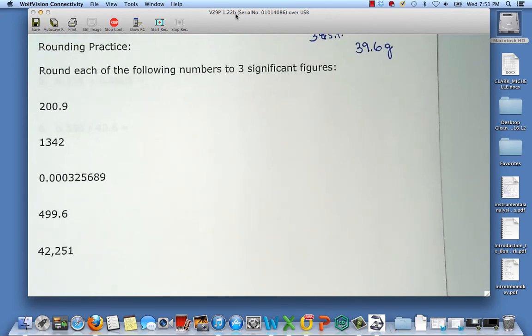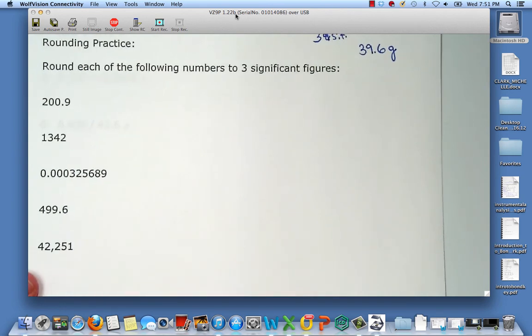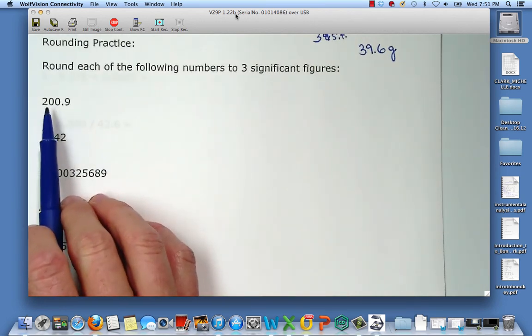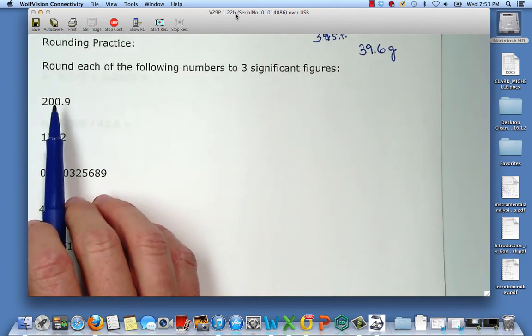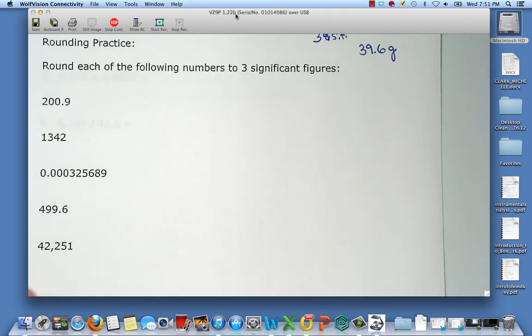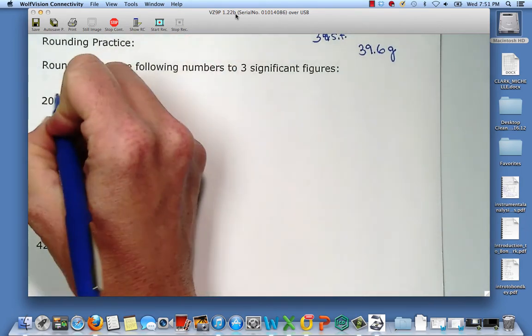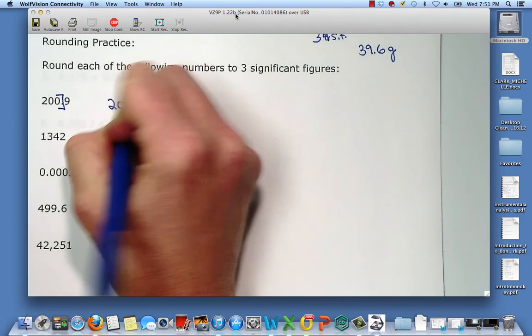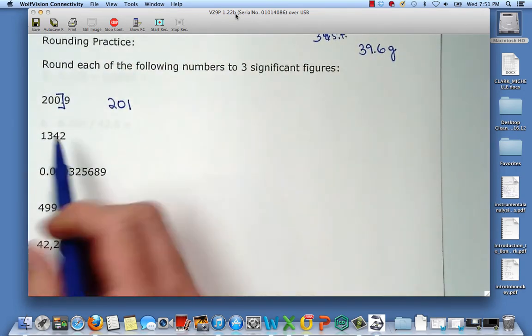Okay, so how would I round this first one to 3 sig figs? 200? 201. So you have 201. Very good.